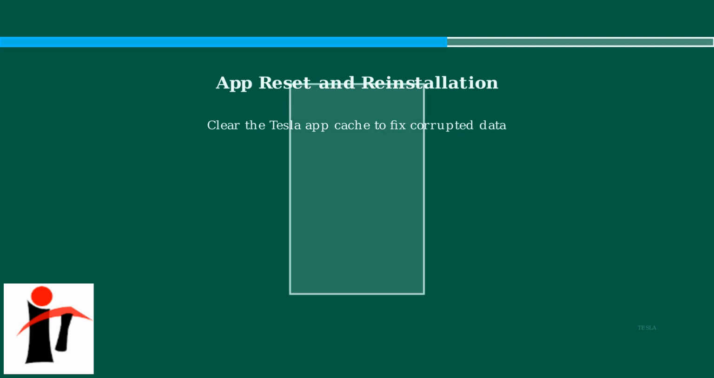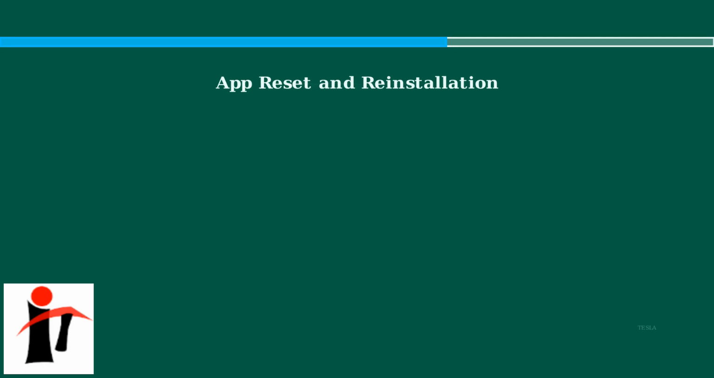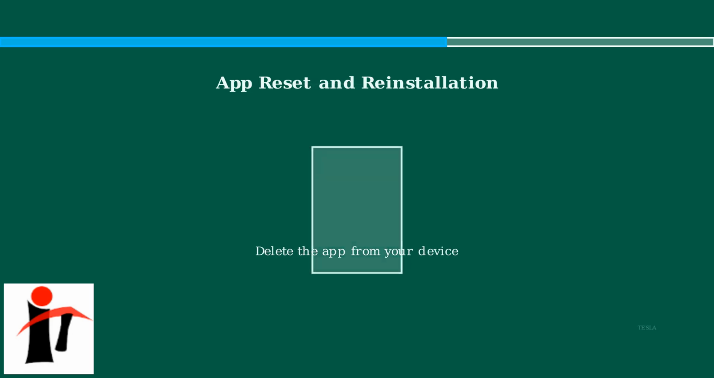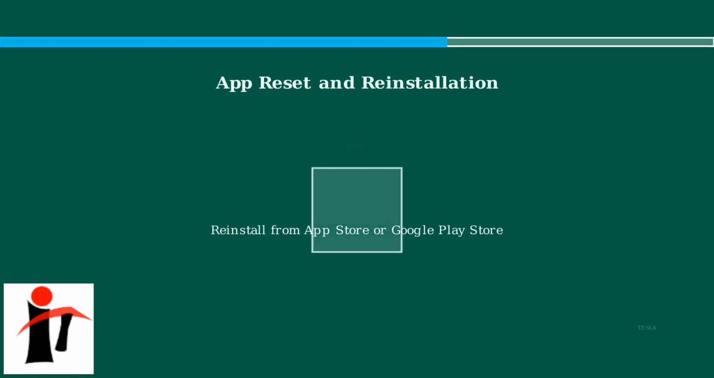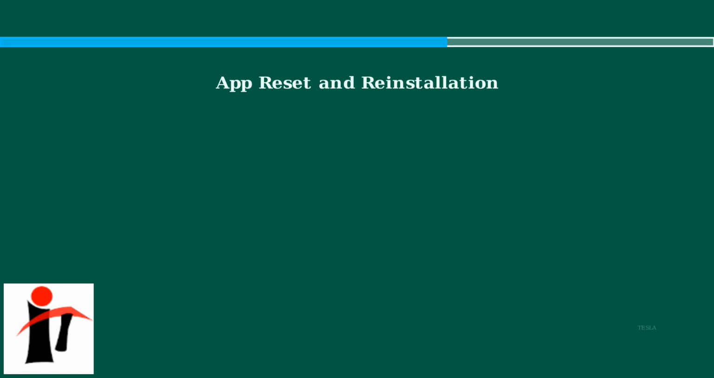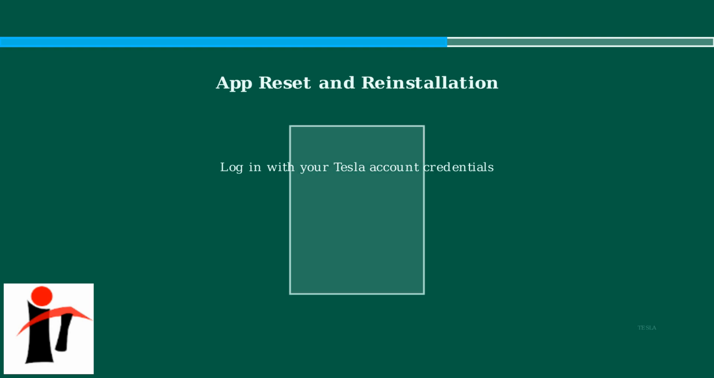A common solution is to clear the app cache or reinstall the Tesla app. This can resolve corrupted data or authentication issues. First, clear the Tesla app cache to fix any corrupted data that might be causing connectivity problems. Delete the app from your device to remove any persistent issues. After deleting the app, restart your device to clear any temporary system issues. Then, reinstall the Tesla app from the App Store or Google Play Store. Finally, log back in with your Tesla account credentials to complete the reset.